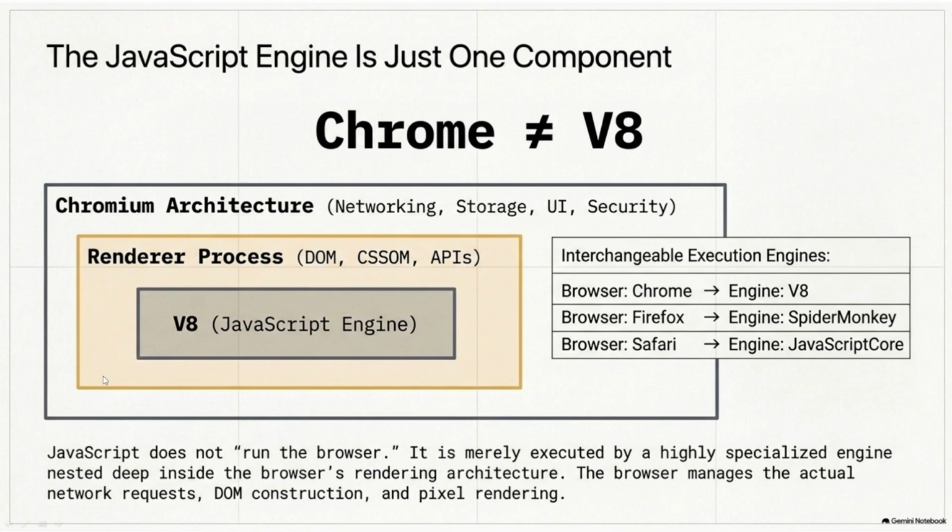This is an example of the Chrome architecture. This is the Chromium architecture, where we have networking, UI, security, all those things. That is basically the browser process. Then we have the renderer process, where the DOM, CSS and all the APIs are. Under the renderer process we have the JavaScript engine. Since it's Chrome, we have the V8 JavaScript engine, which takes the DOM and CSS and converts them to pixels. For different browsers we have different engines. If it's Firefox, the engine is SpiderMonkey. If it's Safari, the engine is JavaScriptCore.